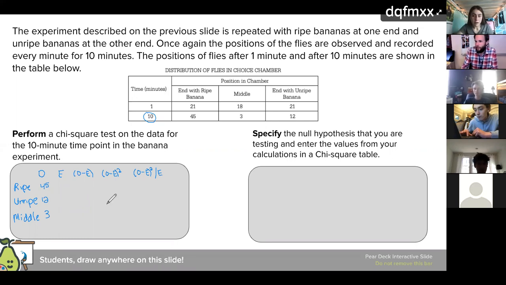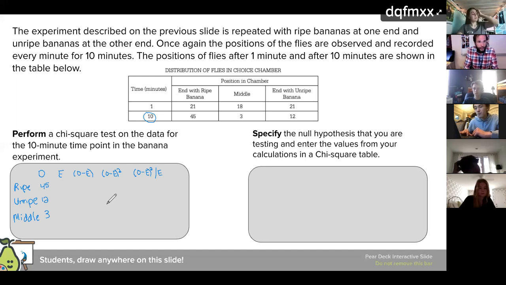All right, the expected values. These are the ones that can give people fits. But for an experiment like this, if you posed a null hypothesis, it would probably be something to the effect that flies do not exhibit a preference for ripe banana versus unripe banana. Simple, right? They're not moving to one side of the choice chamber compared to the other. There's no difference. There's no relationship.